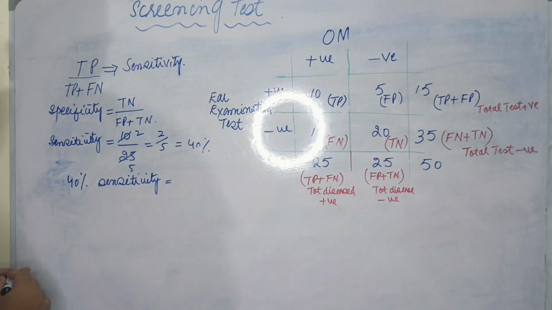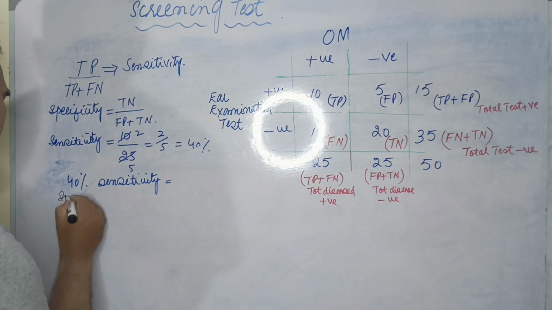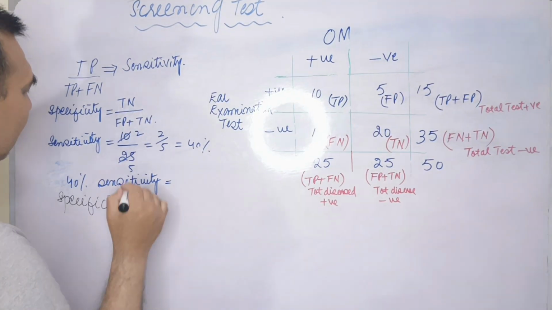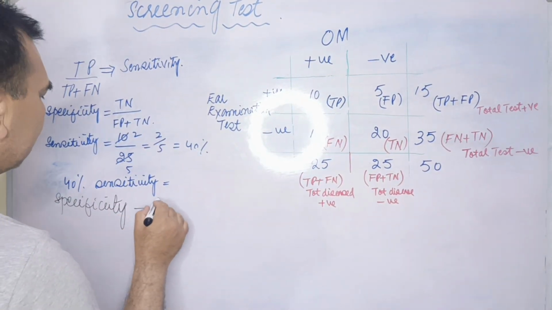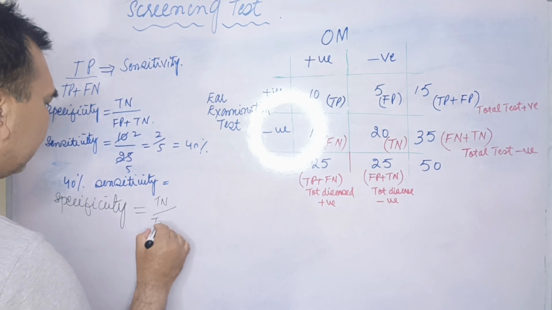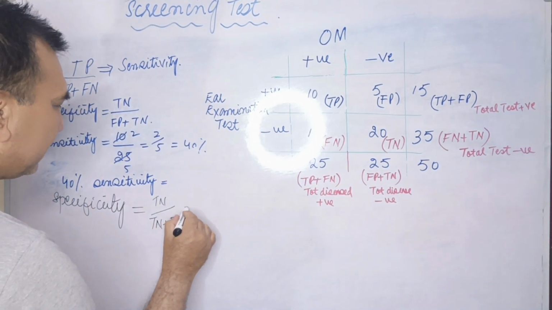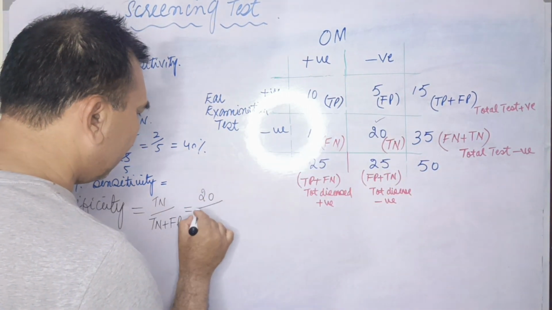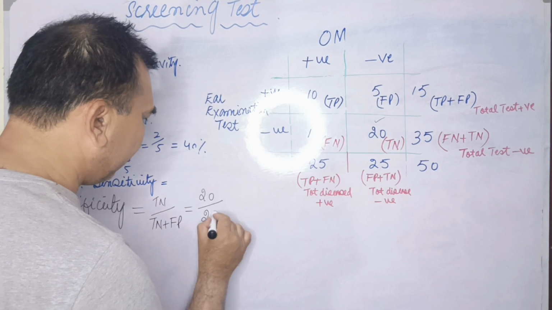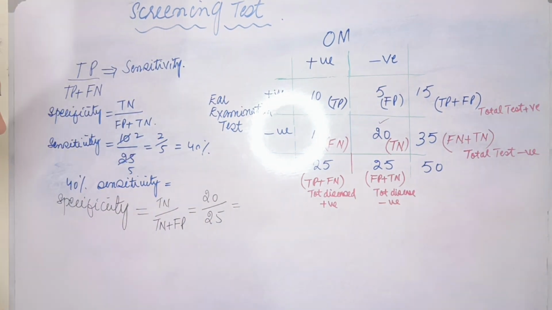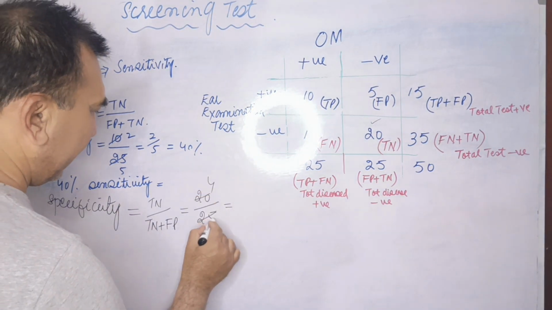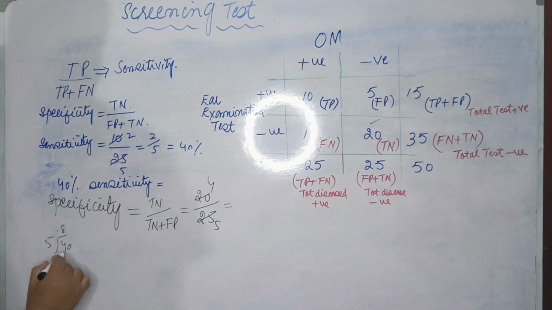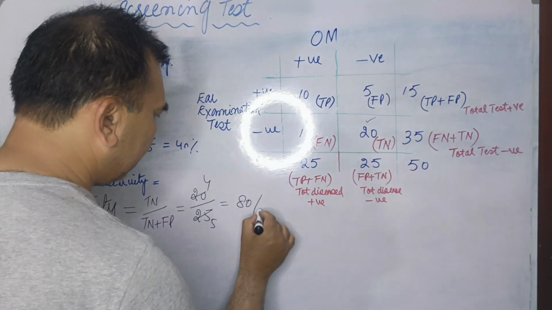Now, the other one is the specificity. What is the formula for the specificity? True negative divided by true negative plus false positive. What is the true negative? 20. 20 divided by 25. How much will it be? 4 by 5 is 0.80, which means 80%.